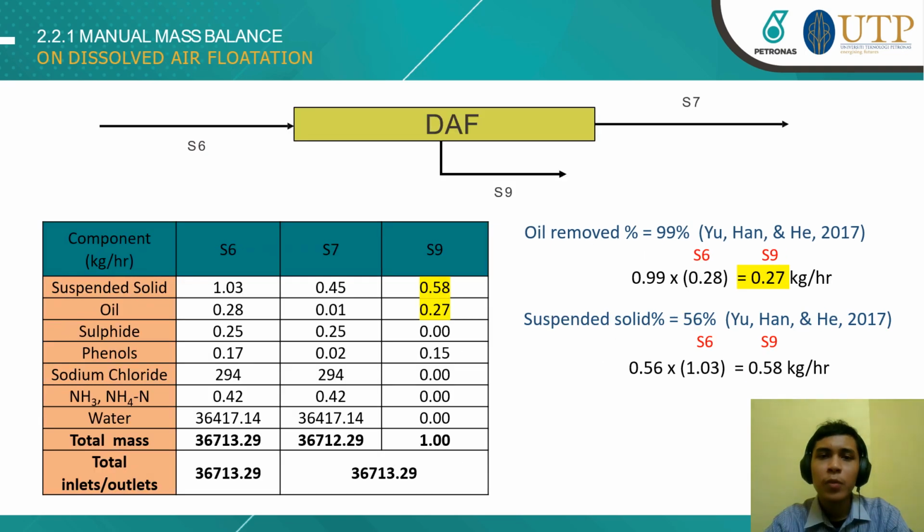The second equipment is dissolved air flotation, which is used to further remove oil and suspended solid from the outlet stream of previous equipment. DAF is capable of removing 99% of oil and 56% of suspended solid. The calculated oil and suspended solid removed in stream 9 is 0.27 and 0.58 kg per hour respectively, leaving 0.01 of oil and 0.5 of suspended solid only in stream 7.